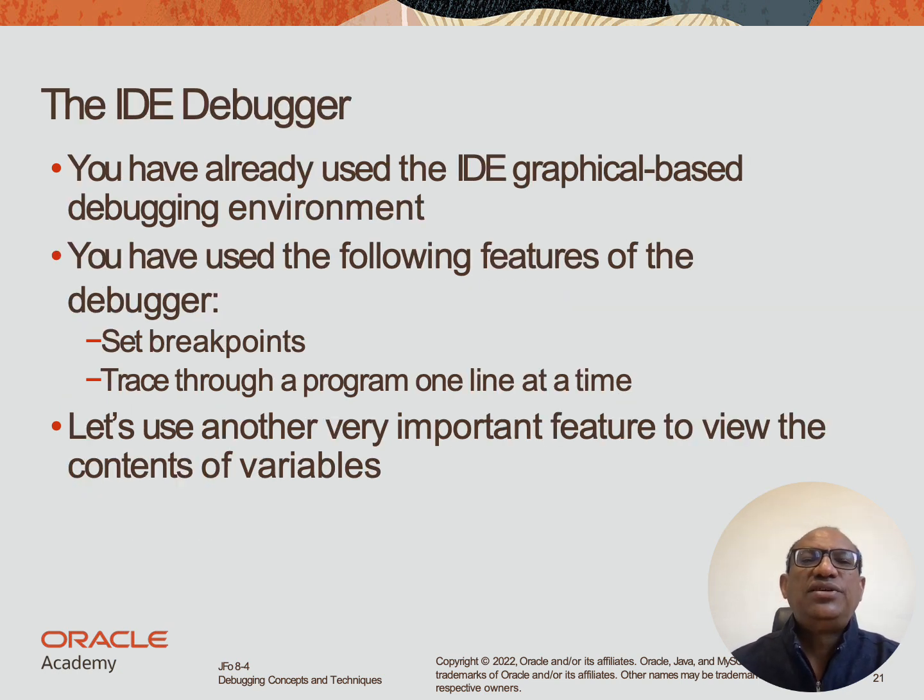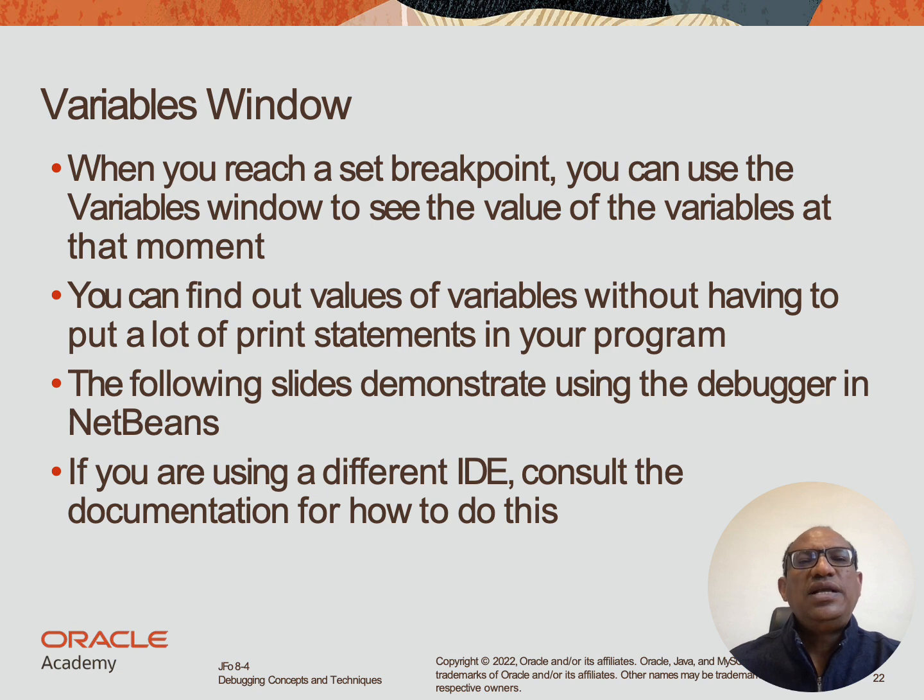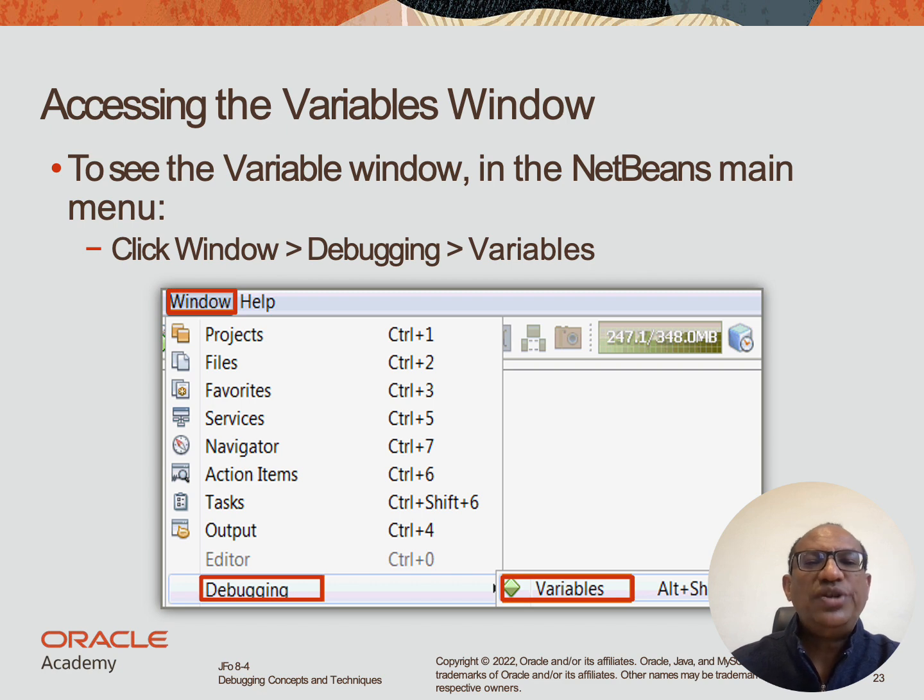The next tool is your IDE debugger. You've likely used breakpoints and step-by-step execution. Let's add one more: the Variables window. In NetBeans, you go to Window, then Debugging, then Variables. When a breakpoint is hit, it shows the current values of all variables. No need for print statements.